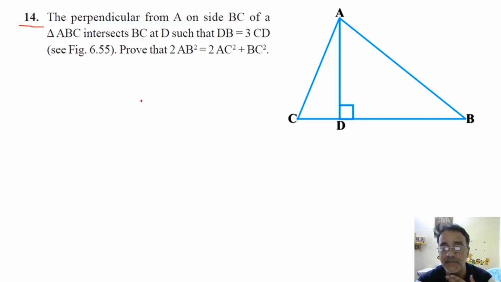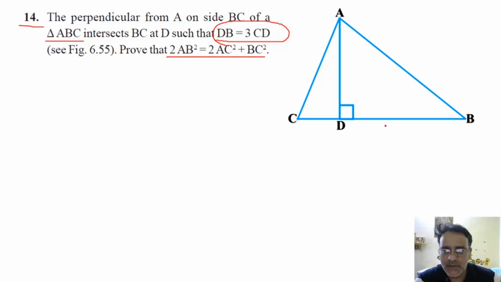Okay, this is very important. बोर्ड एग्जाम में काफ़ी बार आ चुका है. The perpendicular from A on side BC of a triangle ABC intersects BC at D such that DB is equal to 3 times CD. Okay, DB is 3 times CD, and we have to prove that 2 times AB square is equal to 2 times AC square plus BC square.